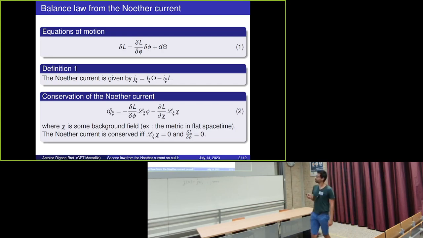The first one is the on-shell condition, so the equations of motion should be satisfied, and the second one is that if there are some background fields chi, the diffeomorphism xi should be a symmetry of this background. So we can just think, for instance, of a very simple example of the background being the metric, and then the diffeomorphism should be a Killing field that acts on this metric.